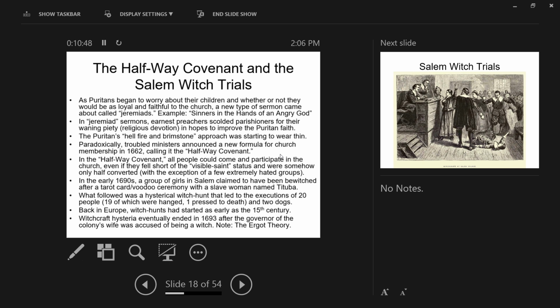If you admitted, yep, I'm a witch, I'm a tool of the devil, they would just throw you back in jail. But if you maintained your innocence and other people accused you of witchcraft, you were executed. Ultimately, 19 were hanged. One person was pressed to death, meaning they had rocks stacked on them until they died. 2 dogs were executed. What a shame. And this thing just spirals way out of control. Around 50 people were confined to jail for long-term sentencing.